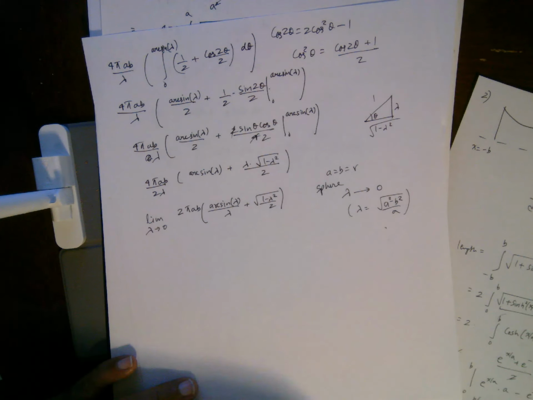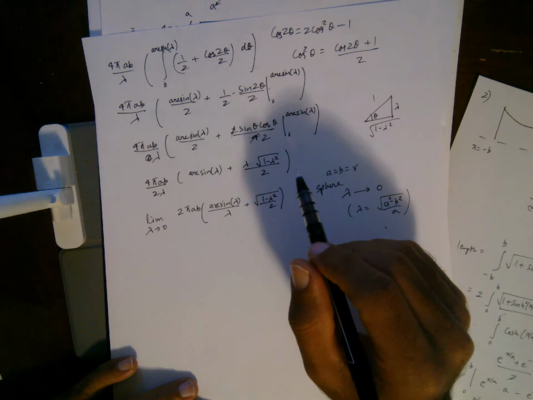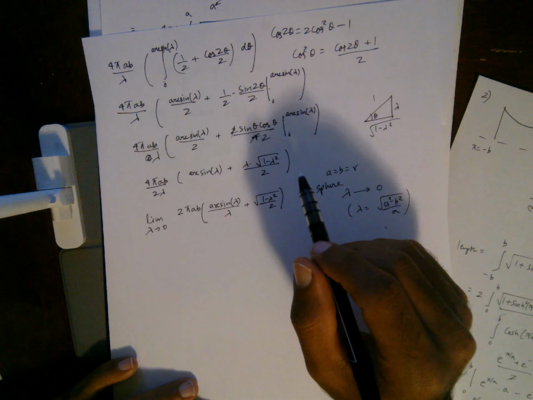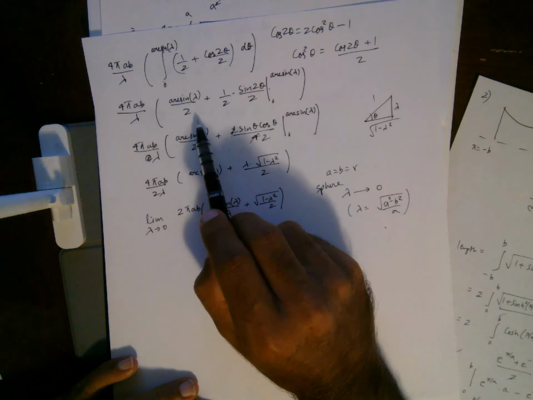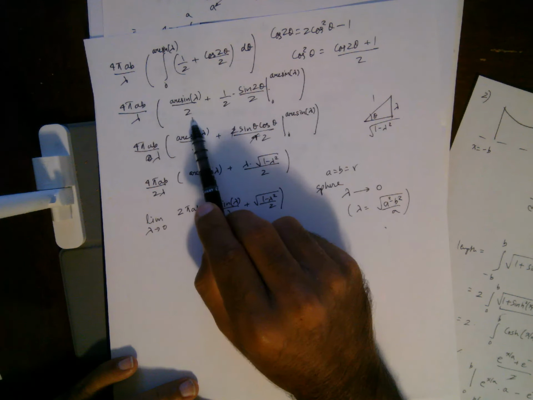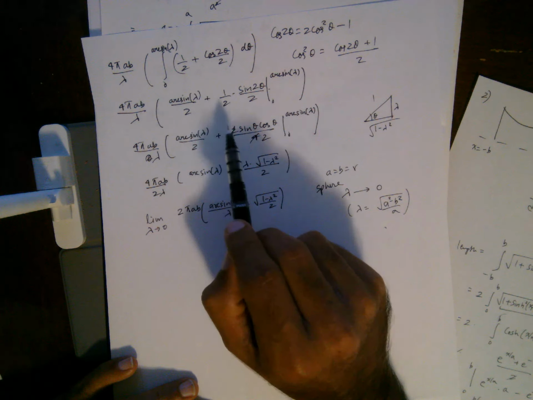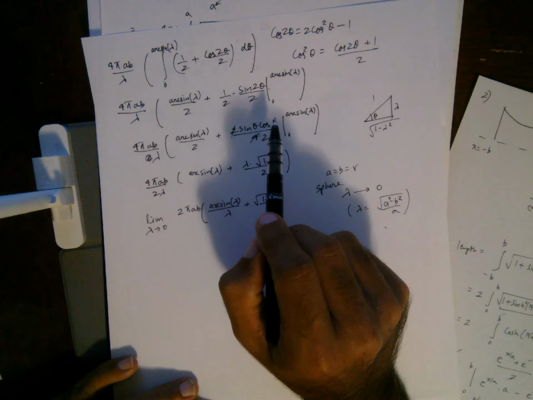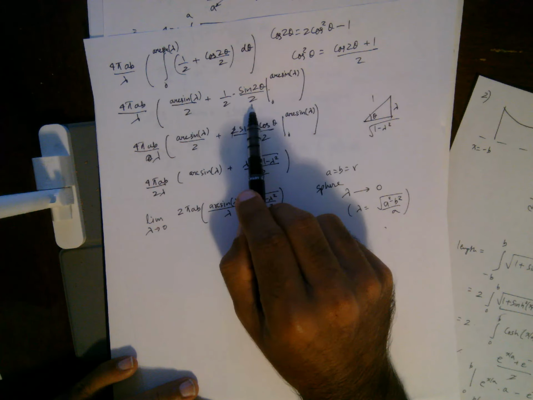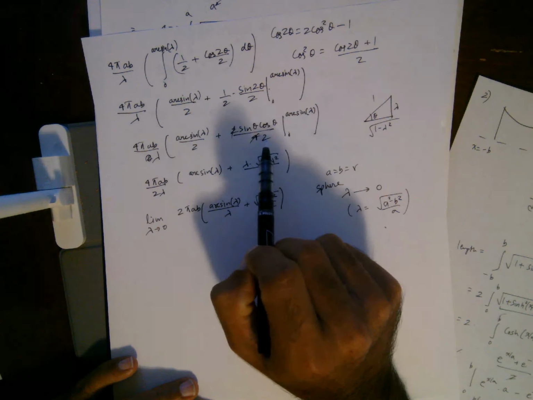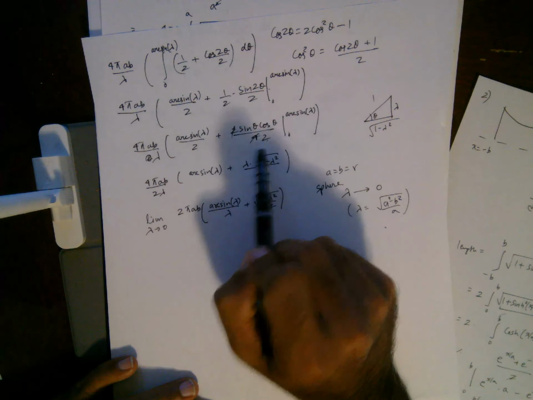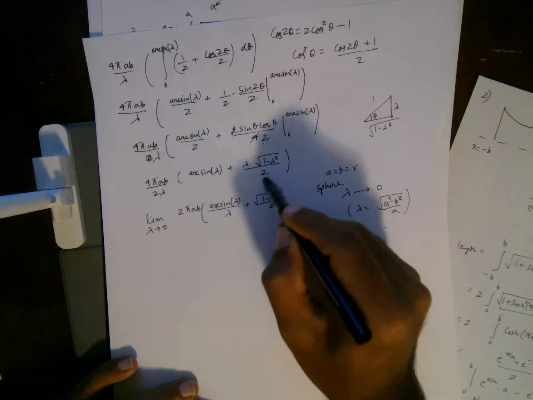I think I have an extra factor here. Alright. Let's see. 1/2. 2 sine theta should give me a 2. Right, when I pull this 2 out here, I shouldn't have this 2.